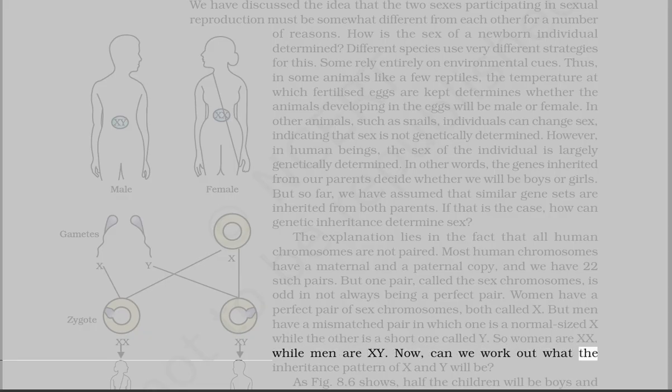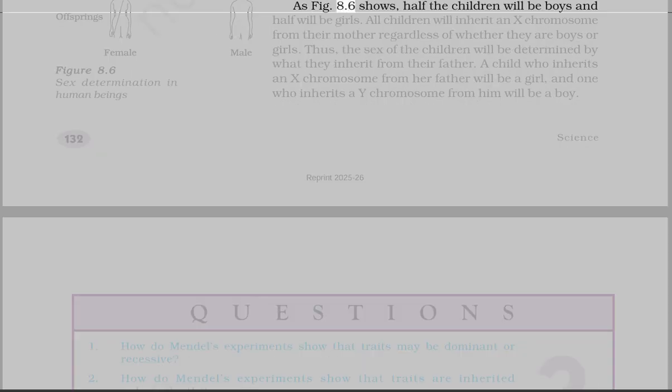Now, can we work out what the inheritance pattern of X and Y will be? As Fig 8.6 shows, half the children will be boys and half will be girls. All children will inherit an X chromosome from their mother regardless of whether they are boys or girls. Thus, the sex of the children will be determined by what they inherit from their father. A child who inherits an X chromosome from her father will be a girl, and one who inherits a Y chromosome from him will be a boy.